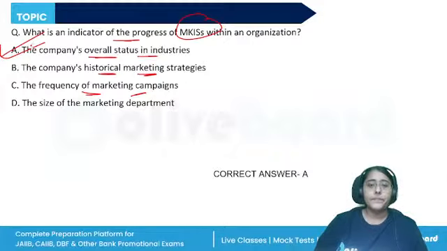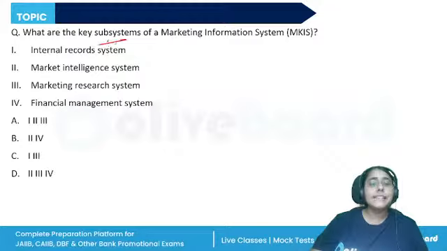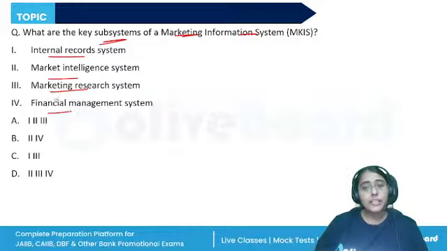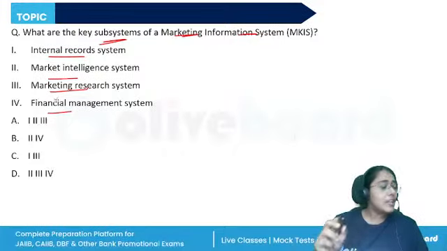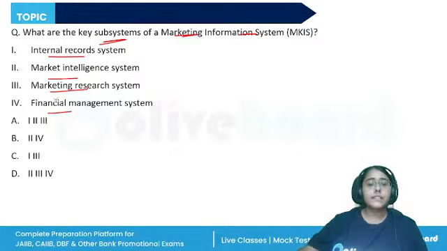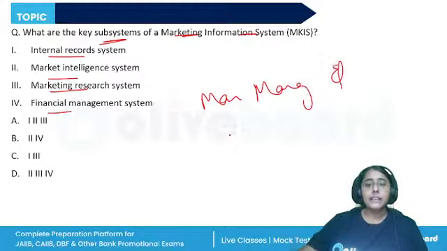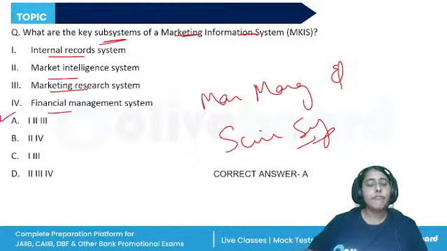All right. Next, what are the key subsystems of the MKIS? Internal record system, marketing intelligence system, marketing research system, financial management system. So there are four components, but financial research system is not one of them. The fourth component is the marketing management and science system. So the correct answer is A, 1, 2, and 3.